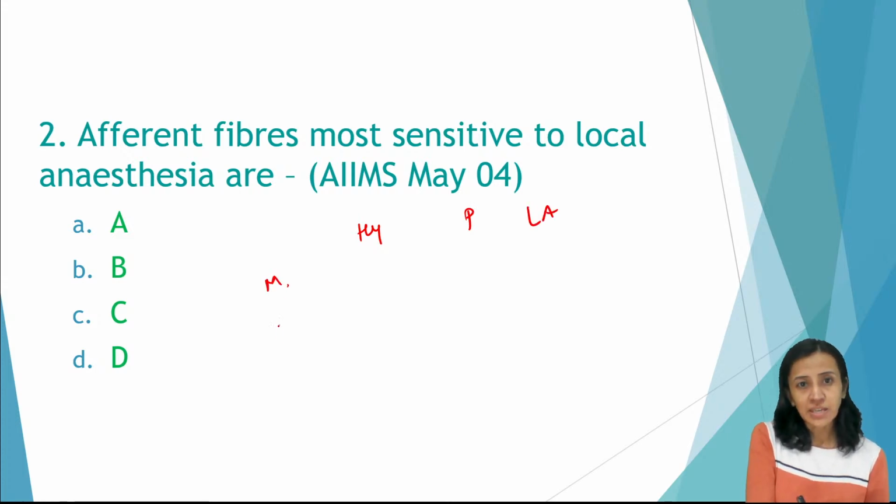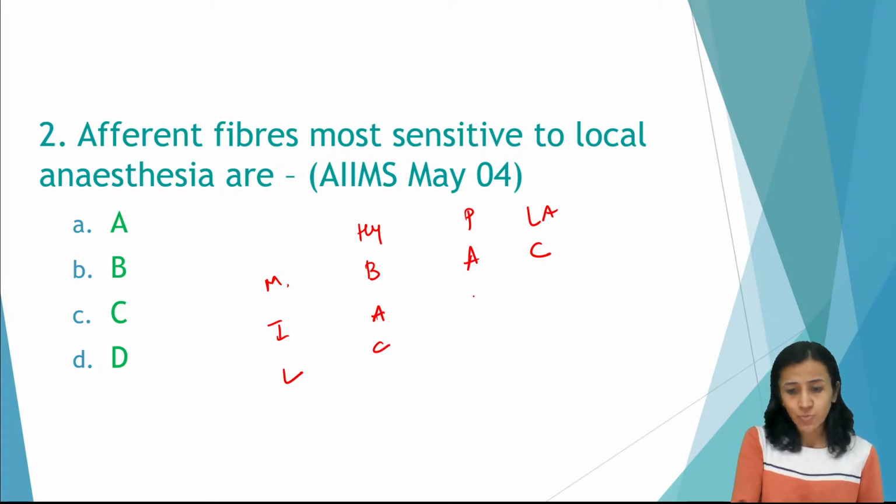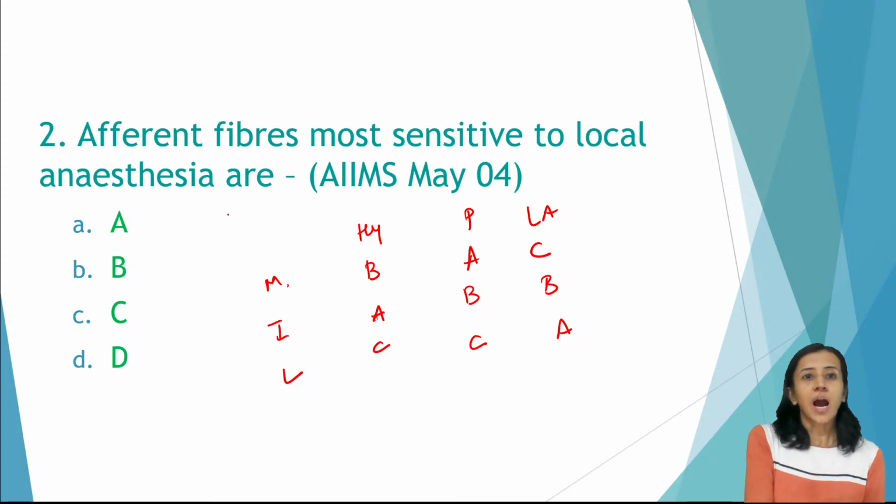Most susceptible, intermediate, least. You have to make the table. Here B, A, C. Then you put B, B here. For the remaining one, you write A, B and C, C, B and A. Now what is your question? Read the question: afferent fibers most sensitive to local anesthesia. That is your C fibers.